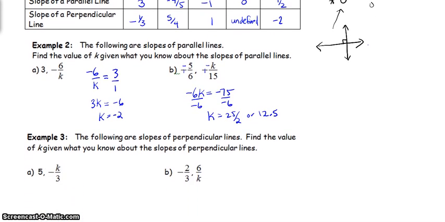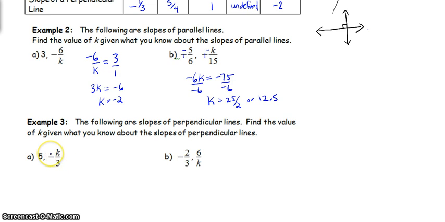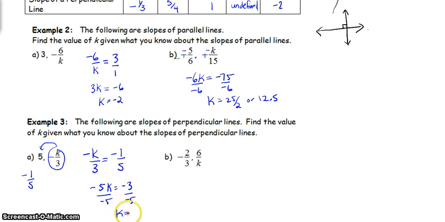steepness of line. What happens if we don't know k, but instead of the slopes being parallel, they're perpendicular? Well, if they're perpendicular, this slope doesn't equal 5 anymore. This slope equals 5's opposite reciprocal. So if this slope equals 5's opposite reciprocal, we could just do the same thing. We say it doesn't equal 5, but we take 5's opposite reciprocal just as we did before. We have a nice little equation in which we can cross multiply. Divide both sides by negative 5, and k is 3/5.